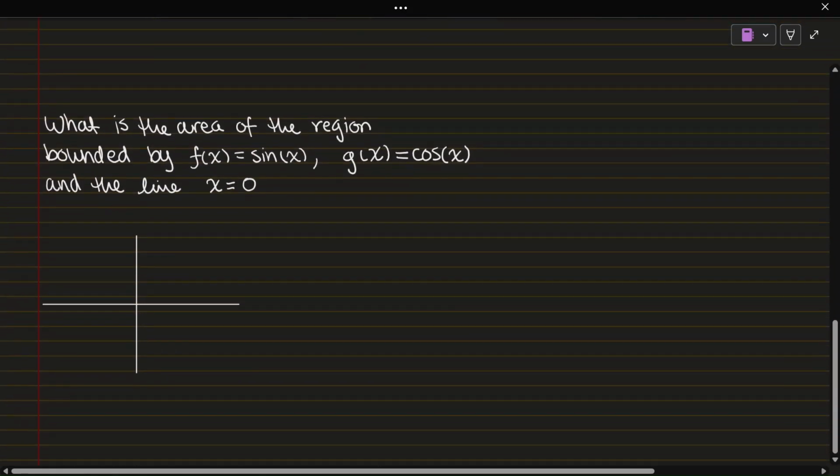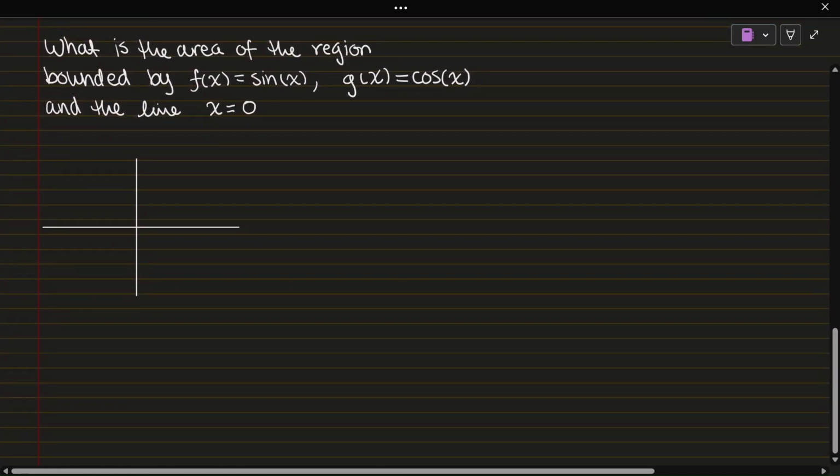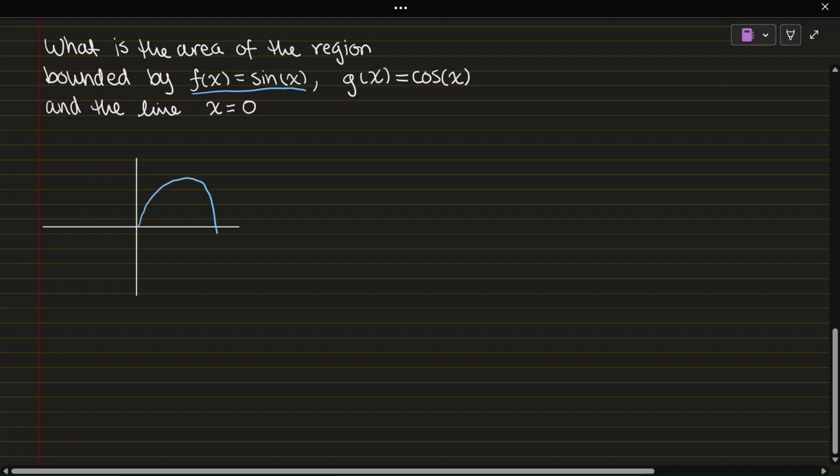Okay. Next, I want to find the area of the region bounded by f of x equals sine x and g of x equals cosine x. So I'll go ahead and graph these. My first step is to always draw a picture. So sine x is going to look something like this, and maybe not exactly like that, but like that. And g of x is cosine of x, so it's going to look something like this.